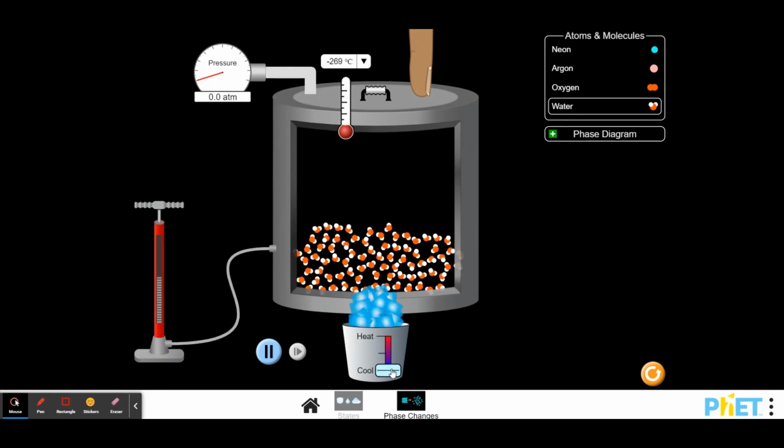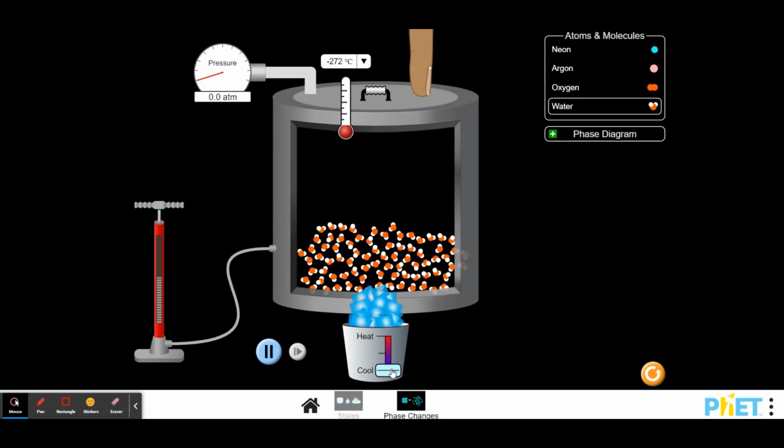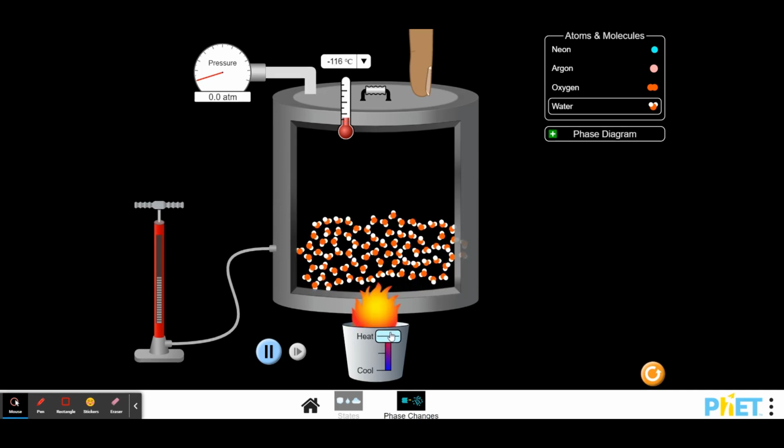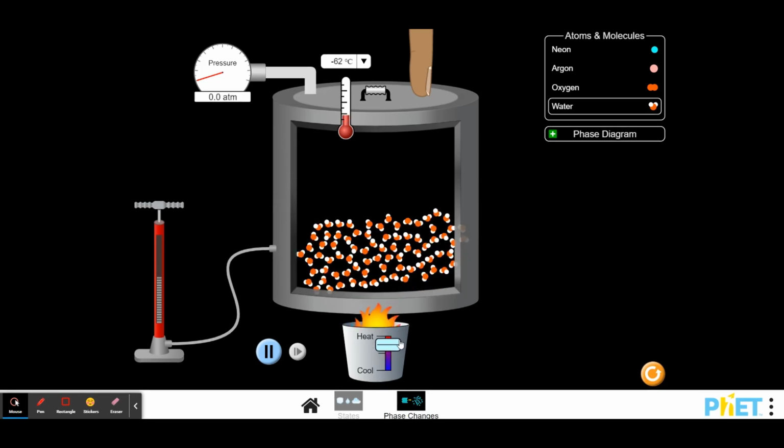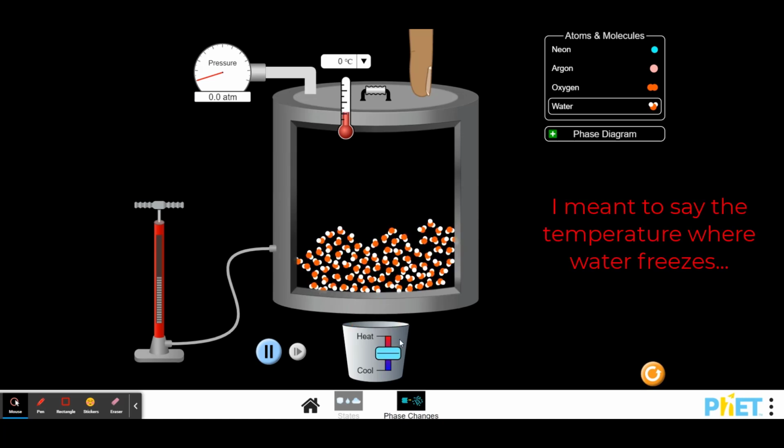Now negative 273 degrees is actually the coldest temperature possible because that's when all particle motion comes to a stop. Now I've been holding this for a while. Looks like the PhET won't let me actually reach negative 273. Oh, there we go, we got it. And this temperature is actually called absolute zero because all particle motion has come to a stop. Now if I warm the particles some, you can tell that they start moving. So let me get it back to approximately the temperature of freezing water.